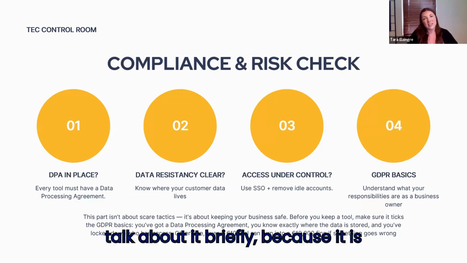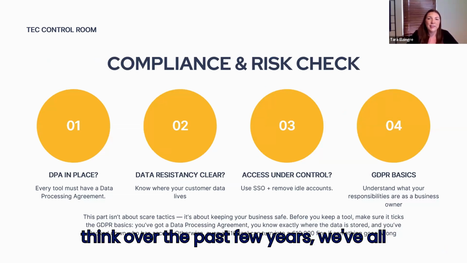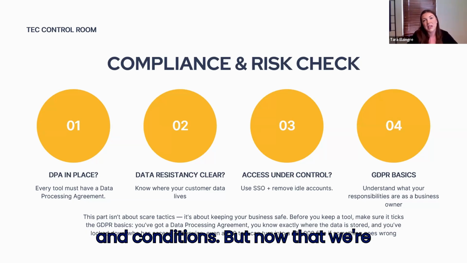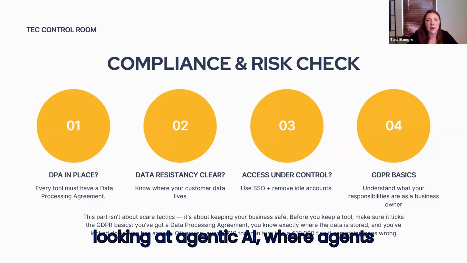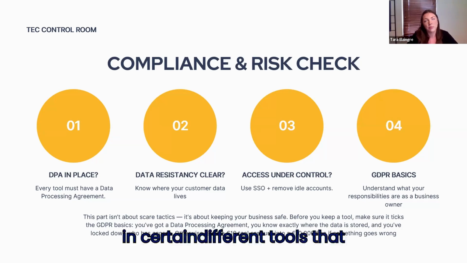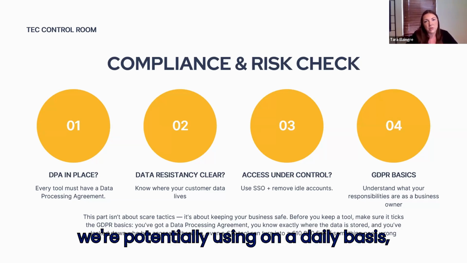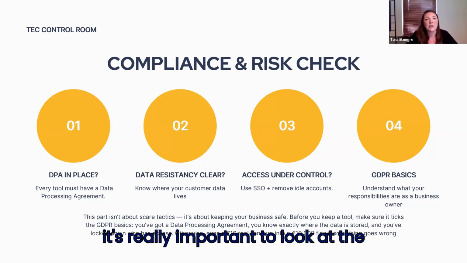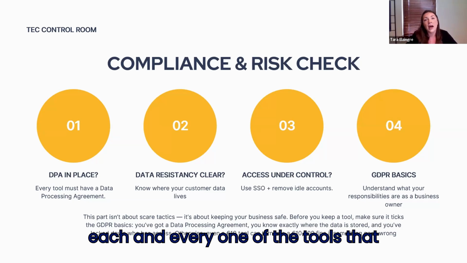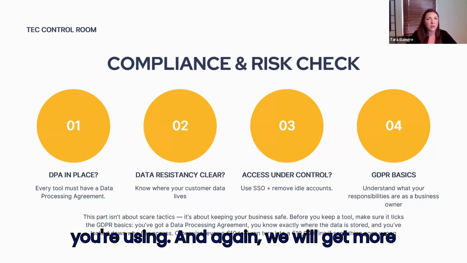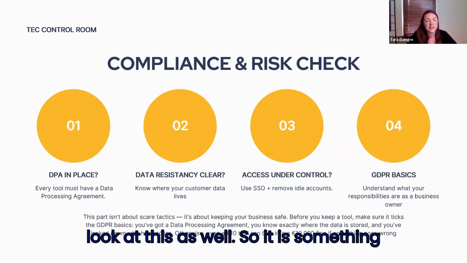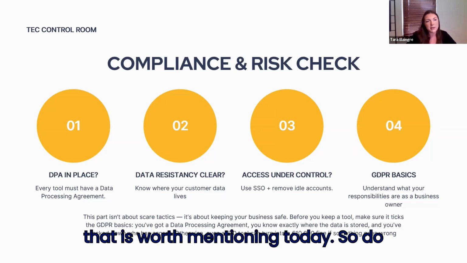So to talk about it briefly, because it is something that is really important, and I think over the past few years we've all been very guilty of just accepting terms and conditions. But now that we're looking at agentic AI, where agents are potentially taking over more autonomy in certain different tools that we're potentially using on a daily basis, it's really important to look at the compliance and your risk, considering each and every one of the tools that you're using. And again, we will get more deeply into this, but just as an overview, while you're doing the tech stack audit, it is really important to look at this as well. So it is something that is worth mentioning today.